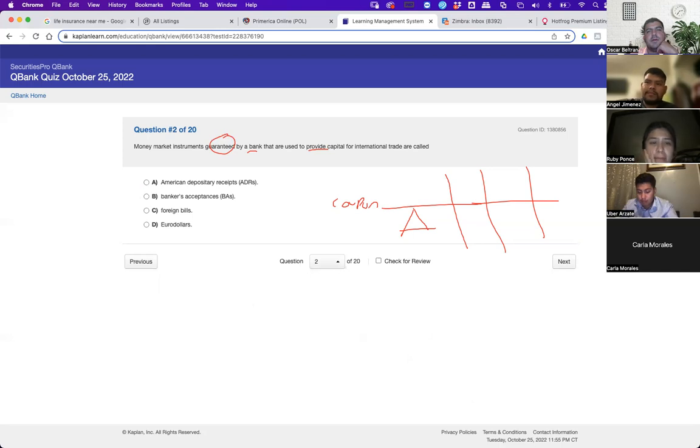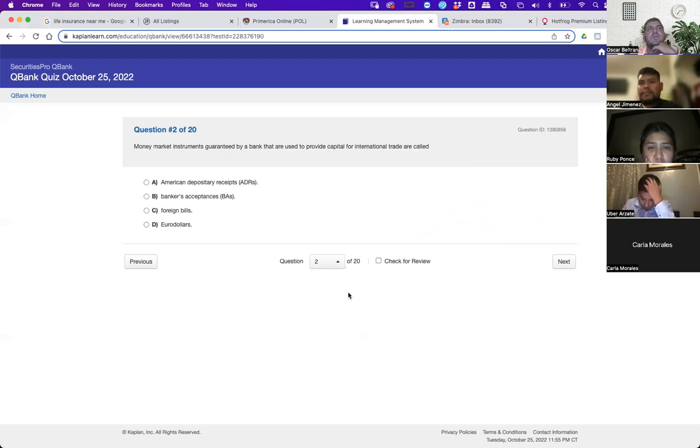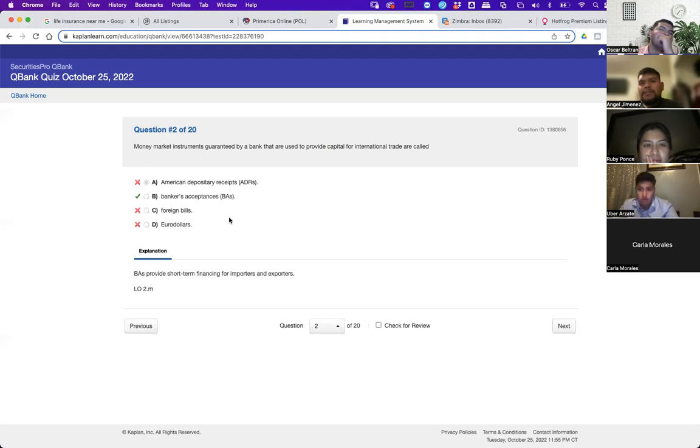All right, clear this out. Money market instruments guaranteed by a bank that are used to provide capital for international trade are called... A, this one. Yep. Yes. You sure? Yes. Money market B and D don't make sense. And B.